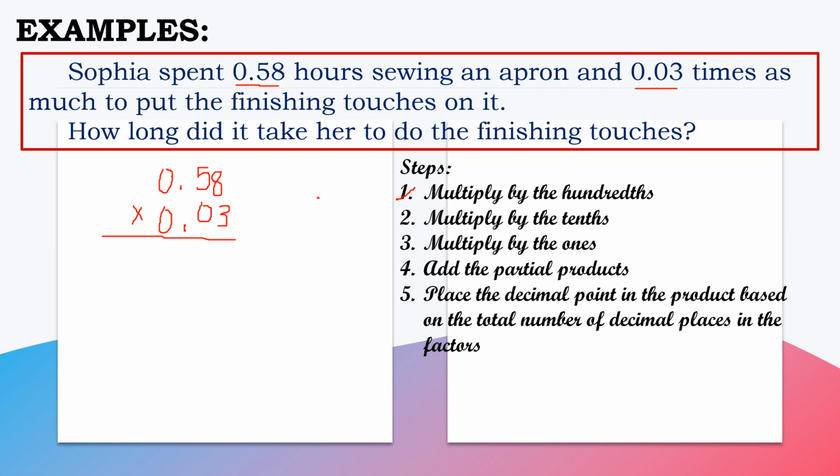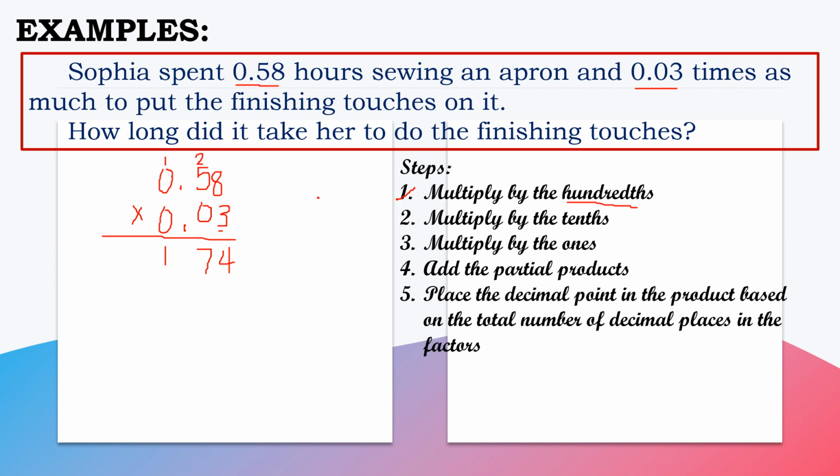So let us identify which digit in our second factor, itong 0.03 or yung tinatawag nating multiplier, alin ba dyan ang nasa hundredths place value. So ang 0 ay tenths at ang nasa place value ng hundredths ay of course ang 3. So anong gagawin natin? We will multiply 3 to each of the digit in our first factor. So yung 3 multiply natin sa 8, then sa 5, then sa 0. So let's do it. So 3 times 8 is 24. Carry 2. 3 times 5 is 15 plus 2 is 17. Carry 1. 3 times 0 is 0 plus 1 is 1.